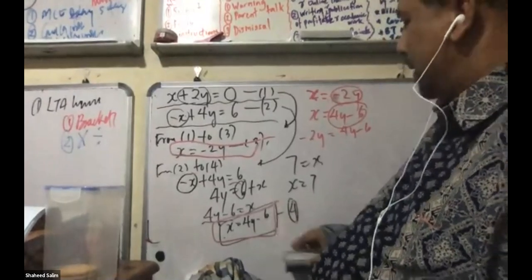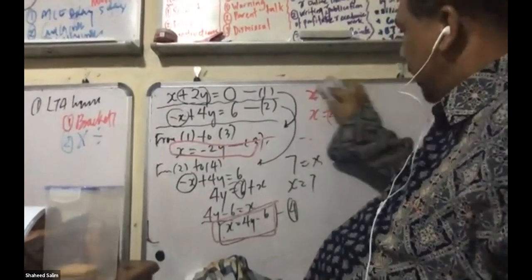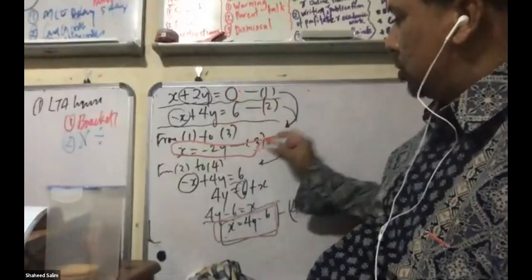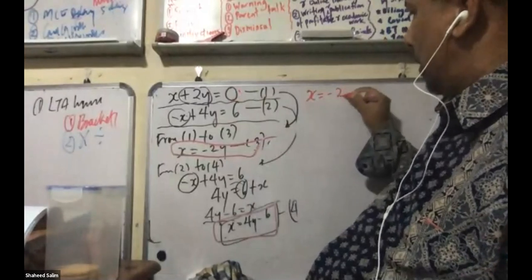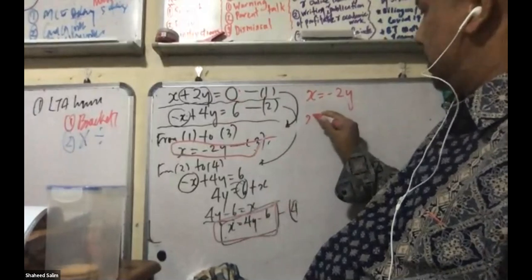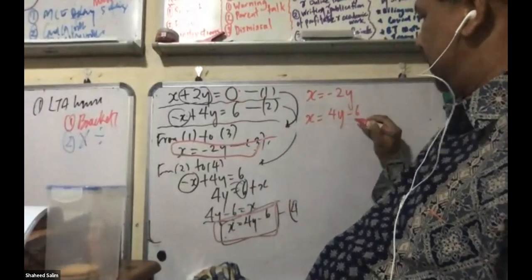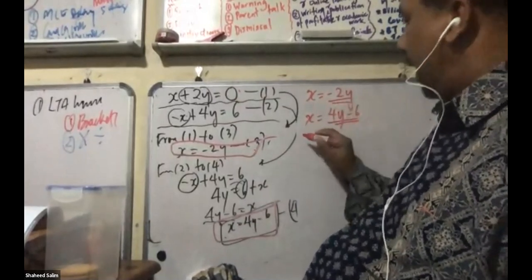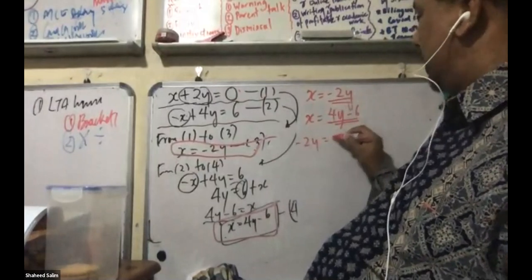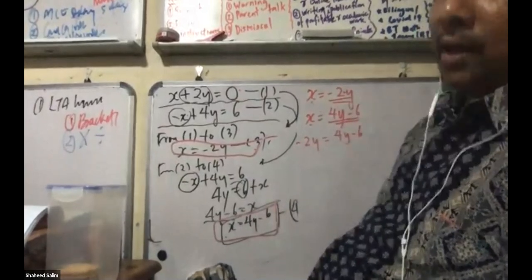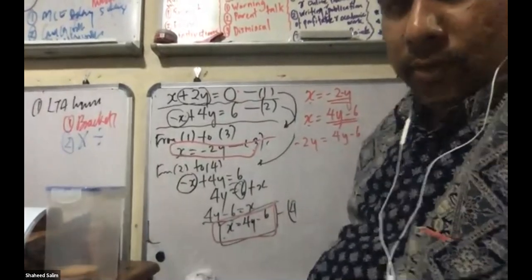Okay. So now if you understand this part, I'm going to write down equation 3. This is what I changed just now from equation 1. I changed it to this one: x equals minus 2y. Then this one, equation 4, is x equals 4y minus 6. They are saying x is equal to this, and x is equal to this. Therefore, minus 2y must be equal to 4y minus 6, because this is equal to this is equal to this. So these two must be equal. You get it?